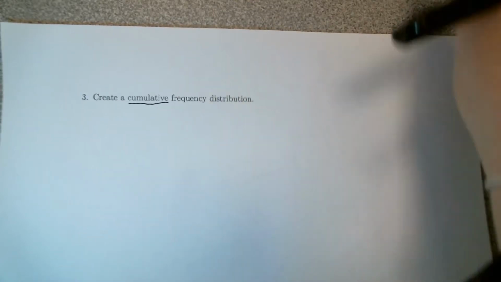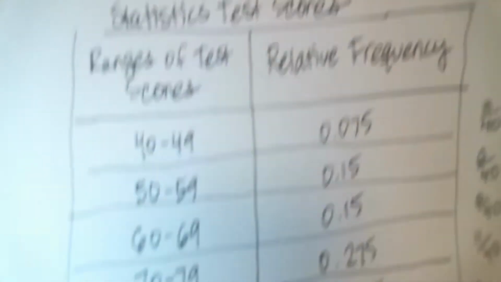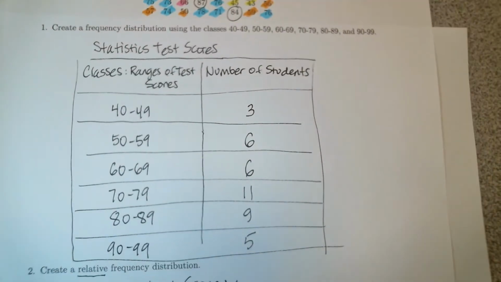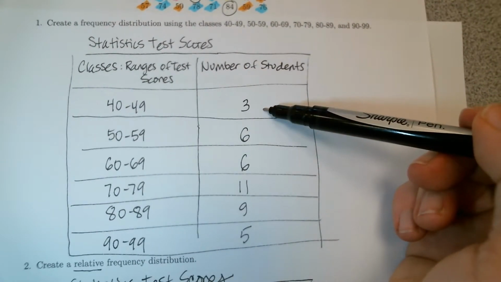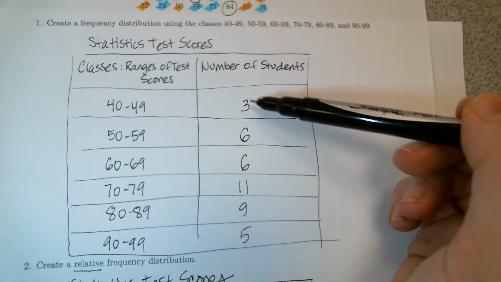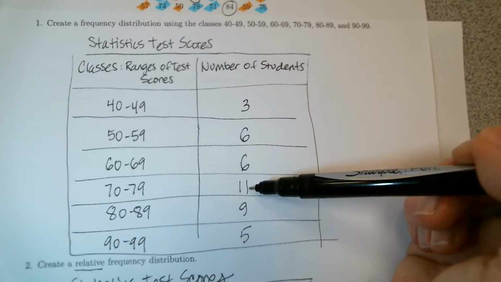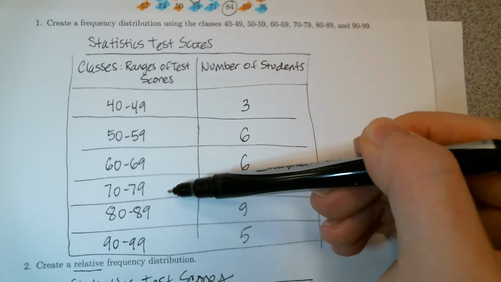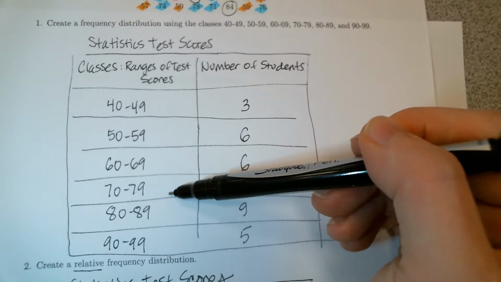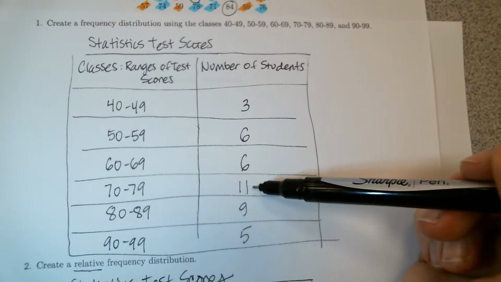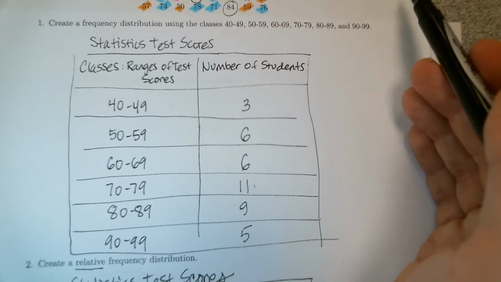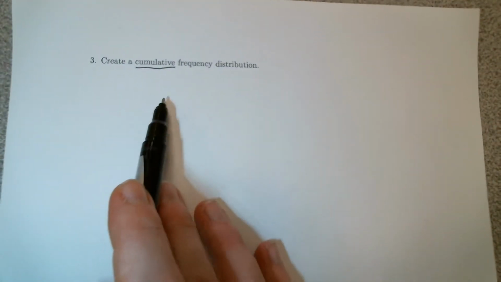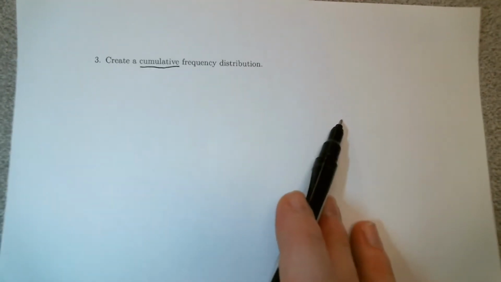So again, I'm going to be working with the frequency distribution that we created in number 1. And instead of just recording the number of students in this category, what I'm going to do is record the number of students in this category plus all the preceding ones. So what I'll do here is set up my frequency distribution again.